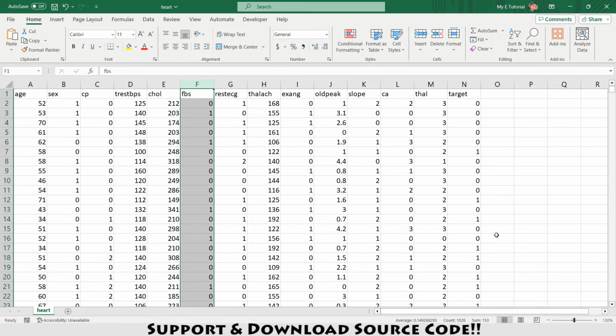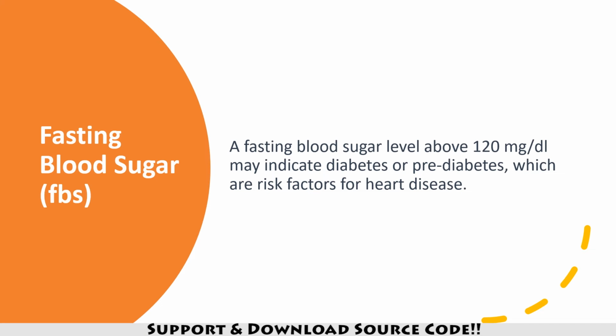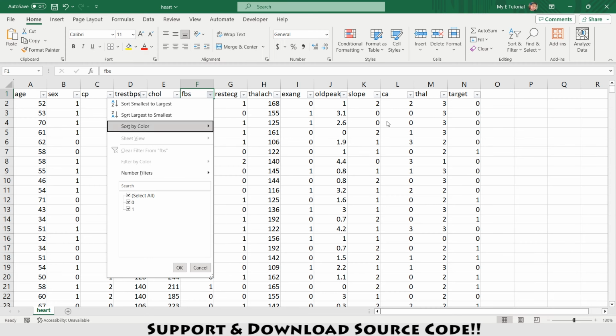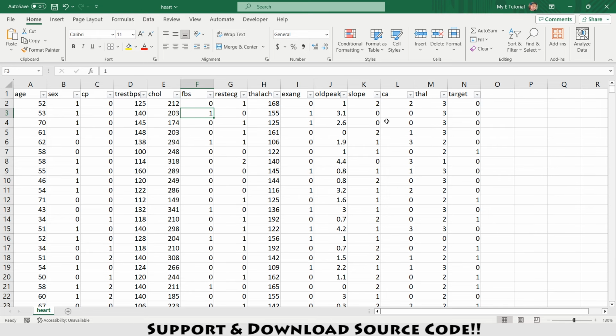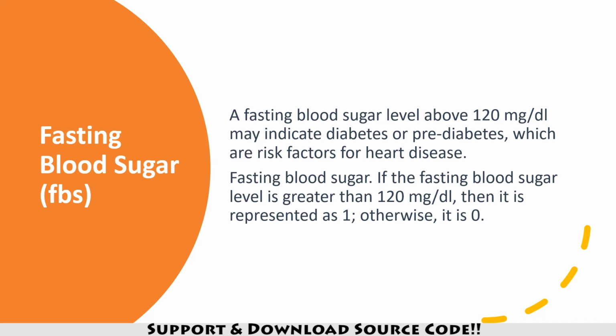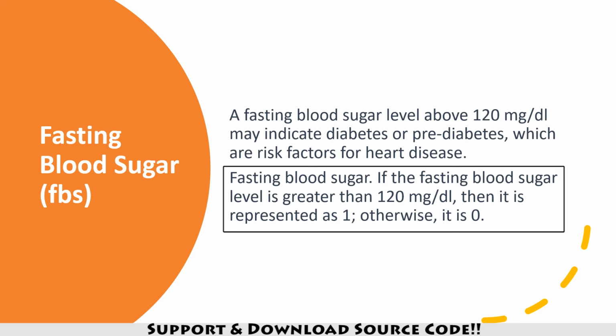The next one is fasting blood sugar. A level above 120 mg may indicate diabetes or pre-diabetes, which are risk factors for heart disease. So if the value of fasting blood sugar is more than 120, it is shown as 1, and if the value is lower than 120, then it will be 0. I have added this text here: if the value of fasting blood sugar is more than 120, it is represented by 1, otherwise 0.